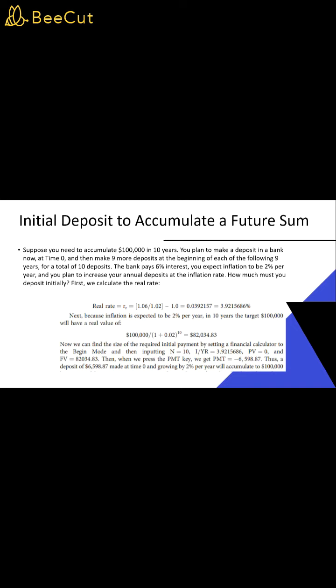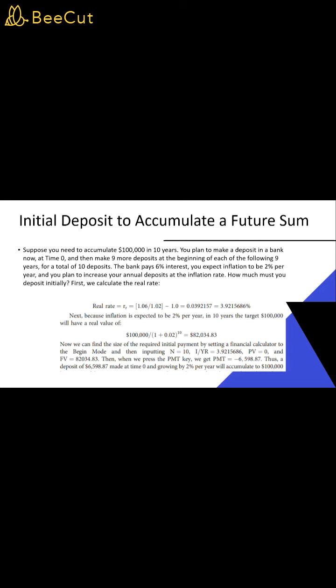So here I'm going to read out an example, the question, and then we will solve it together. Suppose you need to accumulate 100,000 in 10 years. You plan to make a deposit in a bank now at time 0, and then 9 more deposits at the beginning of each of the following 9 years for the total of 10 deposits. Okay. The bank pays 6% interest and you expect inflation to be 2% per year, and you plan to increase your annual deposits at the inflation rate. How much must you deposit initially?